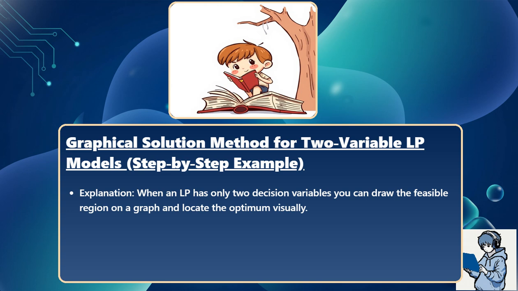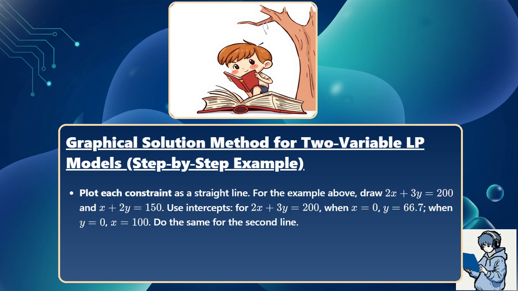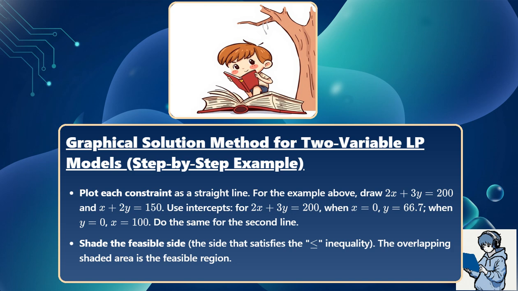Explanation: when an LP has only 2 decision variables, you can draw the feasible region on a graph and locate the optimum visually. Steps: plot each constraint as a straight line. For the example above, draw 2x plus 3y equals 200 and x plus 2y equals 150. Use intercepts. For 2x plus 3y equals 200, when x equals 0, y equals 66.7, when y equals 0, x equals 100. Do the same for the second line. Shade the feasible side, the side that satisfies the less than or equal inequality. The overlapping shaded area is the feasible region.